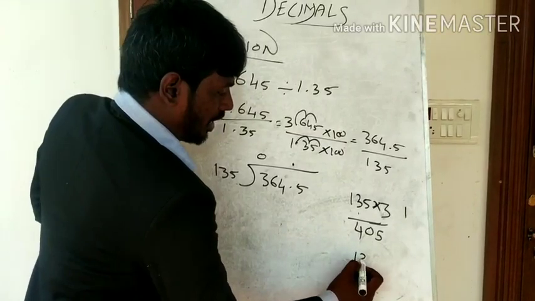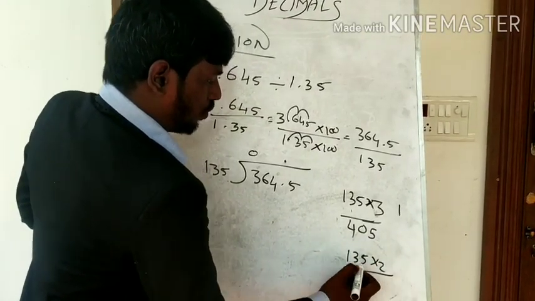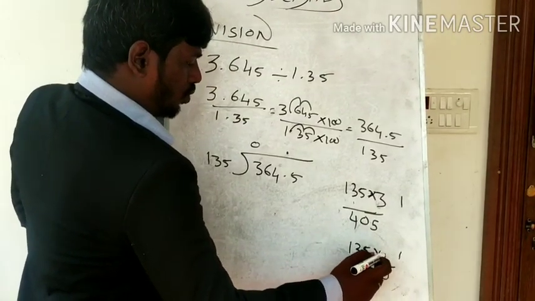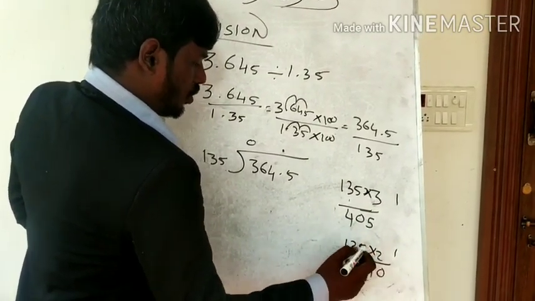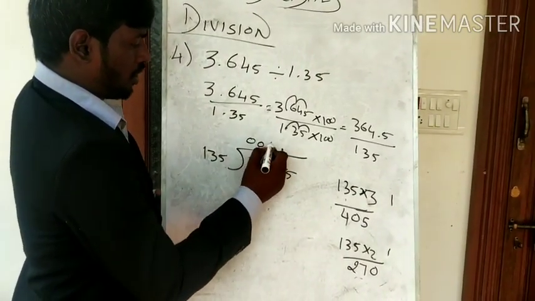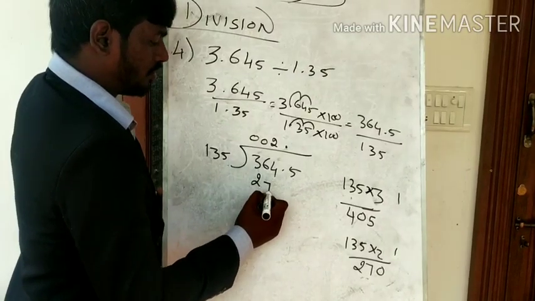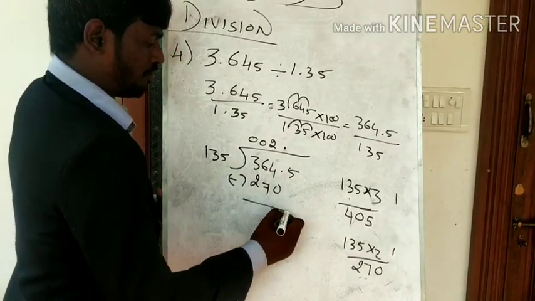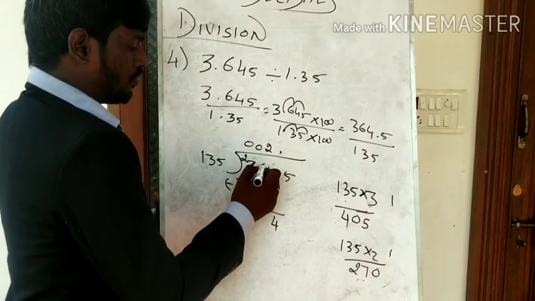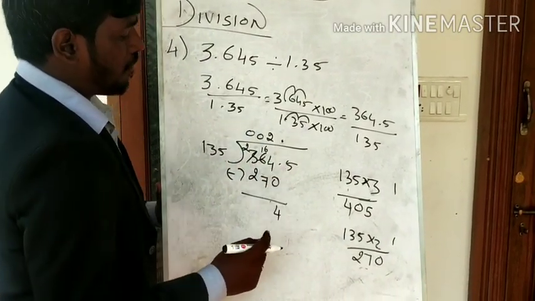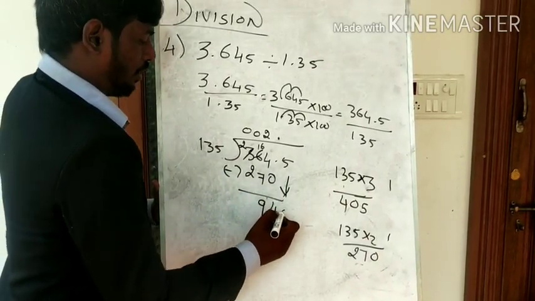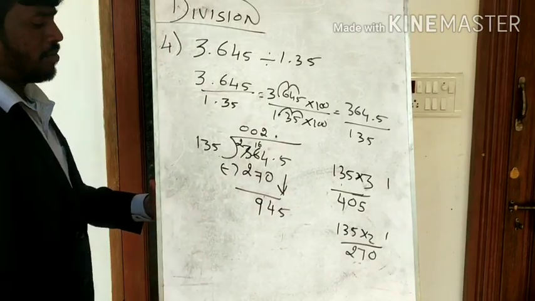Then we will try for 3 times. 135 into 2. 2 5s are 10. 2 3s are 6. 6 plus 1, 7. 2 1s are 2. So 135 2s are 270. I am going to subtract here. 4 minus 0, 4. Borrow, changing to 2. 16. 16 minus 7, 9. Now get down 5. 945. Now I am going to check how many times.